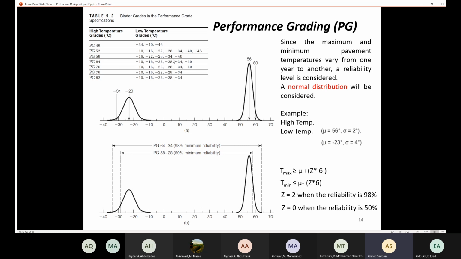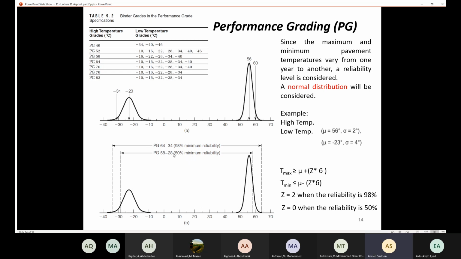So minus 31, I'm going to round to minus 34. So I'm going to choose PG 64 minus 34. So if I choose reliability 98%, then my asphalt binder is going to be PG 64 minus 34.